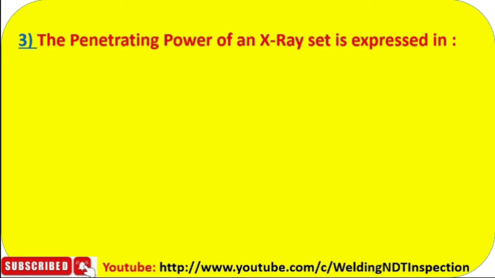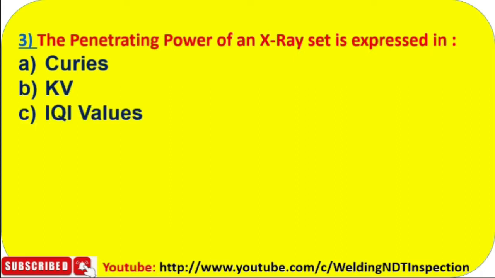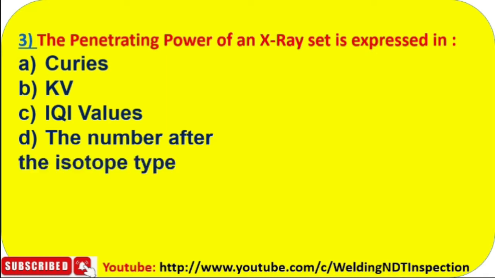The penetrating power of an X-ray set is expressed in: A is Q, B is kV, C is IQI values, D is the number after the isotope type. This last one is different; it is for gamma rays, but the question is asking about X-rays.